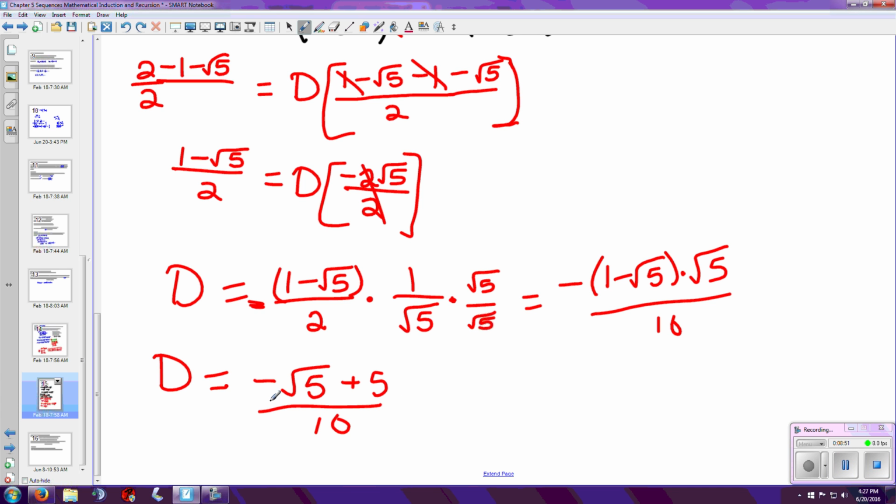So if we want to get c, we know that c plus d equals 1. So go ahead and plug this in, and I will let you finish this example from here.